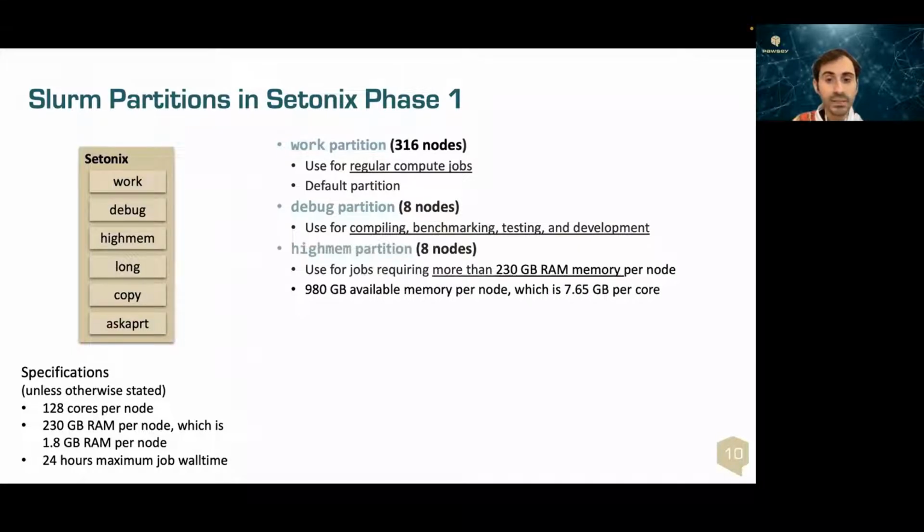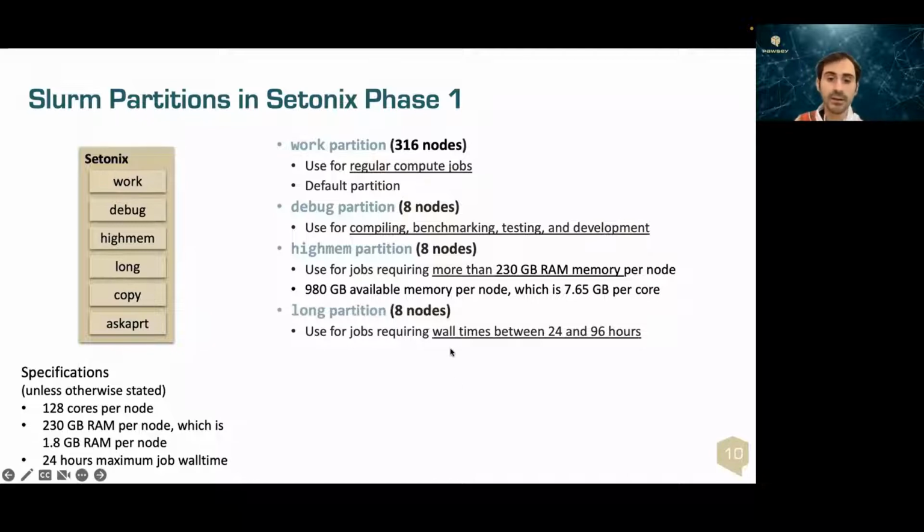There is then the high memory partition, again 8 nodes, which feature a much larger RAM capacity. So it's useful for jobs that require more than 250 gigs of memory per node, up to 1 terabyte, and that's what's available. Actually, slightly less, 980 gigs of RAM per node on the highmem partition. Then there is a long partition, again 8 nodes, and its main feature is that the maximum runtime is 4 days. So this is useful if you have a job that cannot really run within 1 day, which is the default on the work partition.